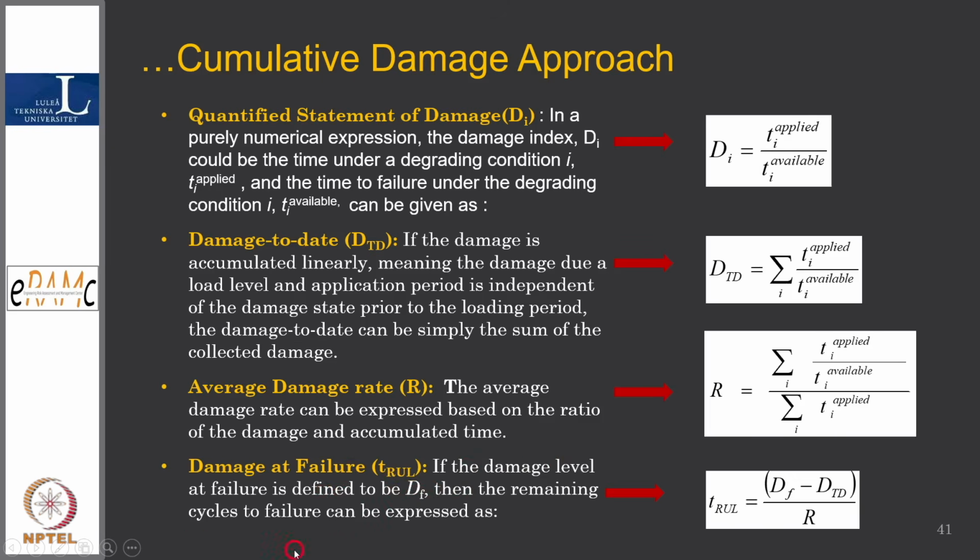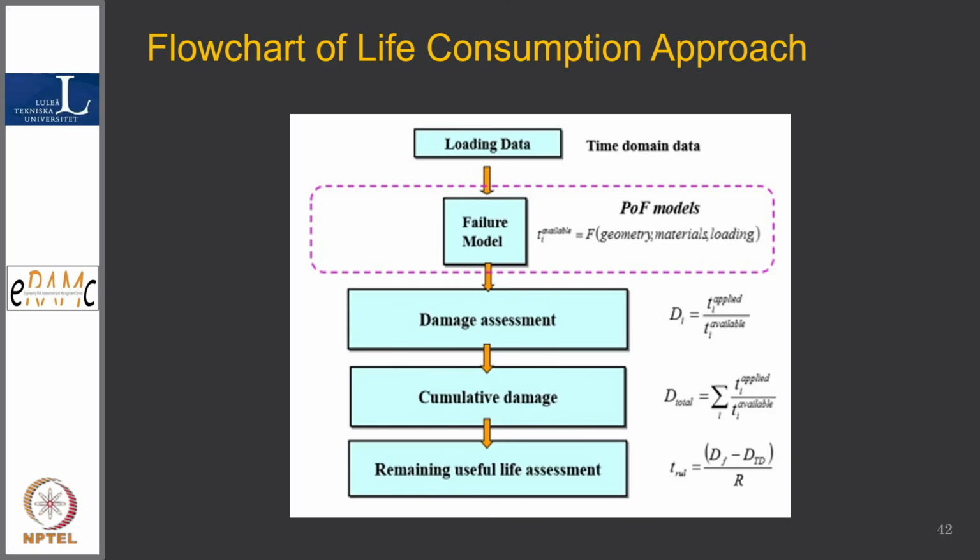If the damage level for failure is defined as the damage to failure, then the remaining time: damage to failure, that is, the damage required to reach it, divided by the average damage rate, gives us the time in terms of RUL. So we have this matrix for the cumulative approach to damage assessment and modeling.